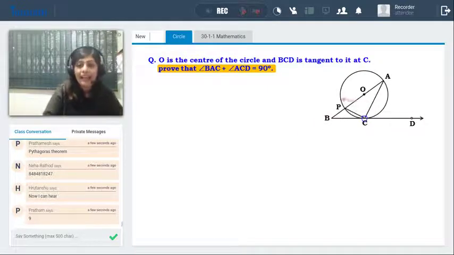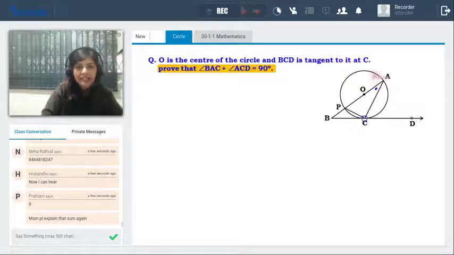Now, prove that angle BAC. So let's see which angle are we talking about. Angle BAC is this plus angle ACD.